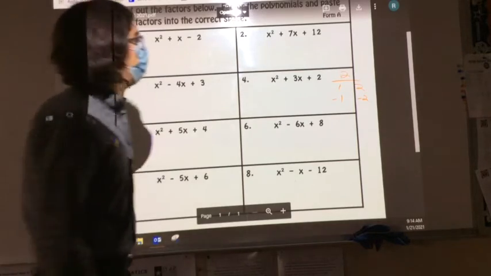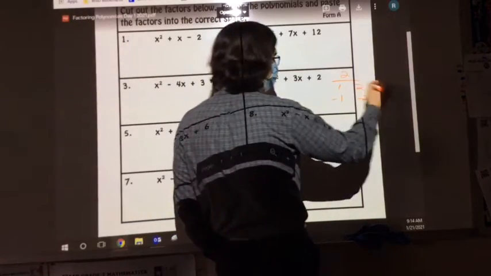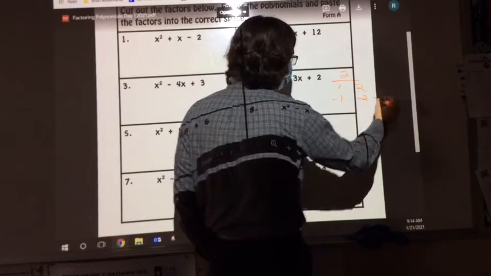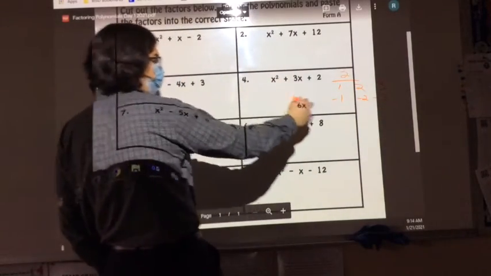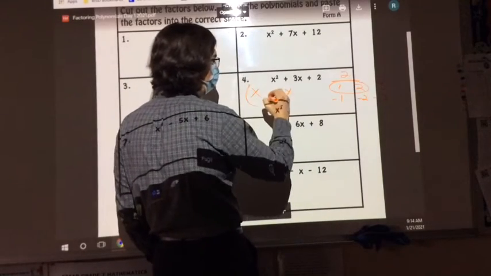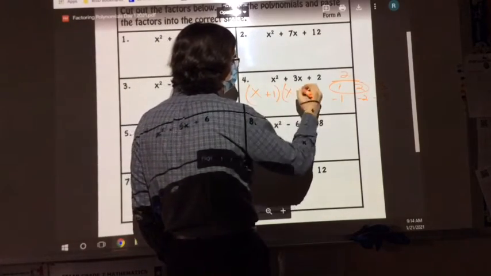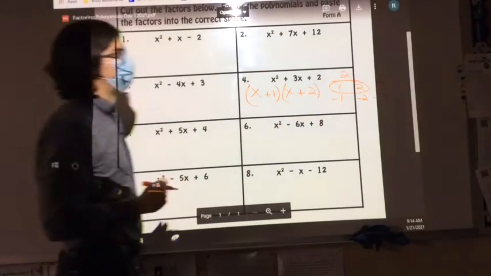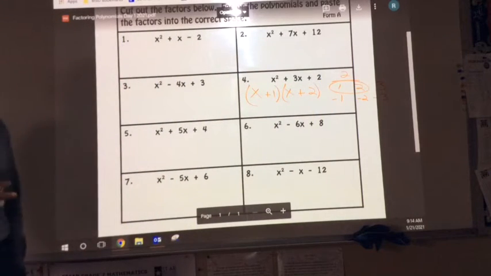Sure. All right, we end up with a +3 and a -3. Which one do I want, positive or negative? Positive. So now we're going to have x and x, split them up. We got x plus 1 and x plus 2. Easy enough? Okay.